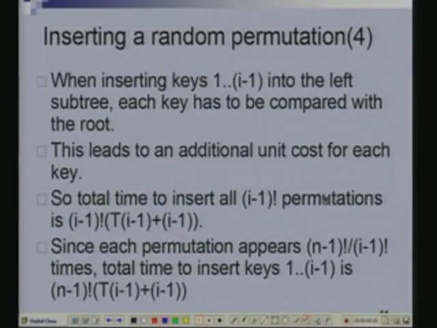The total time to insert all the I minus 1 factorial permutations is this much, but each of the permutations is now appearing so many times. So, it is just this times this, which is n minus 1 factorial times this part. So, this is the total time I take to insert the keys 1 through I minus 1 into my tree, where this sum is taken over all the n minus 1 factorial permutations, and this is actually not the total time, this is the total time for permutations in which the first element is I.